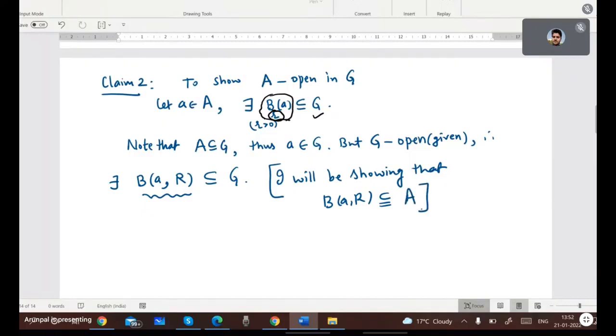Sorry class, since we had to show A open, we will show the ball inside A, right? The one we want to show open. So sorry, I will show you that this is actually the ball which will serve my purpose. Is this okay, class? Okay, good enough.